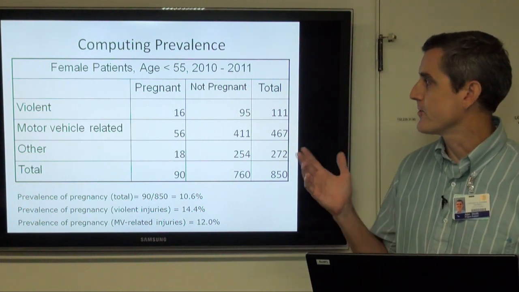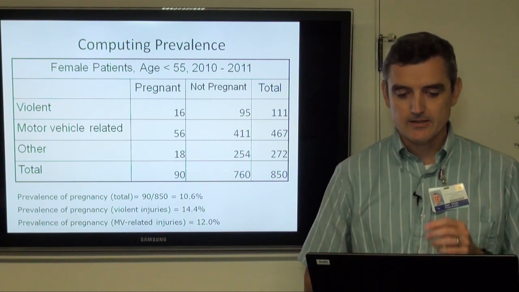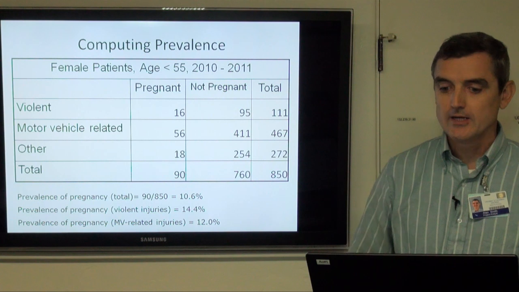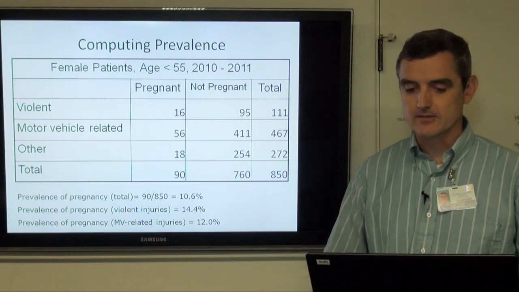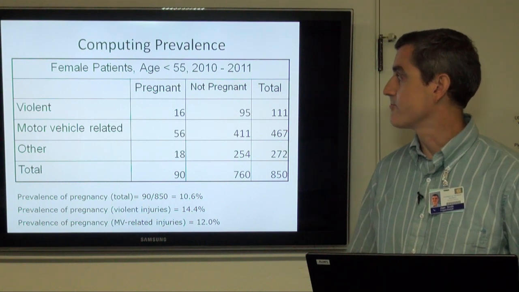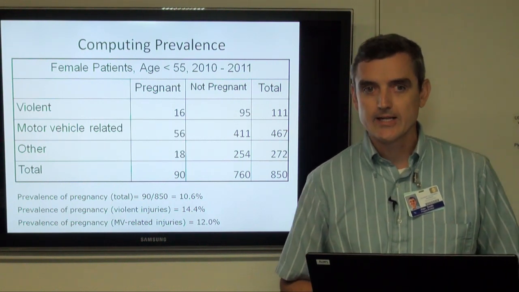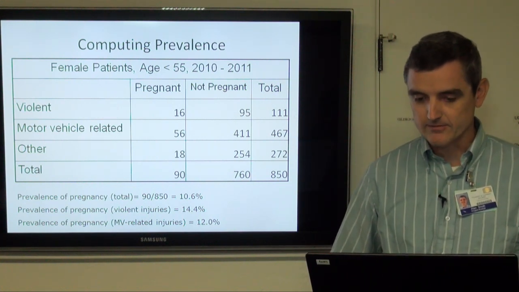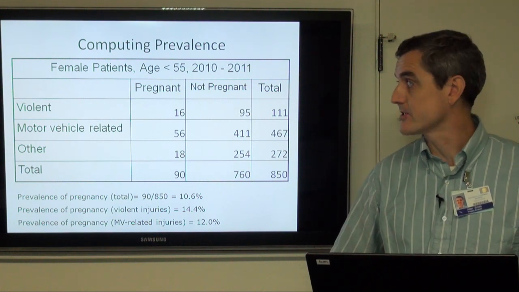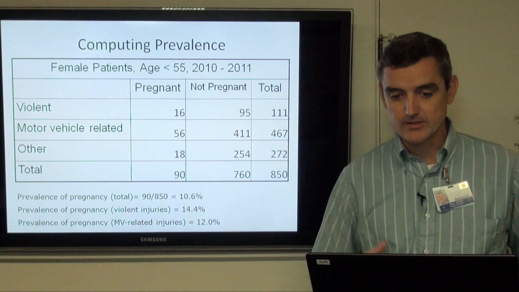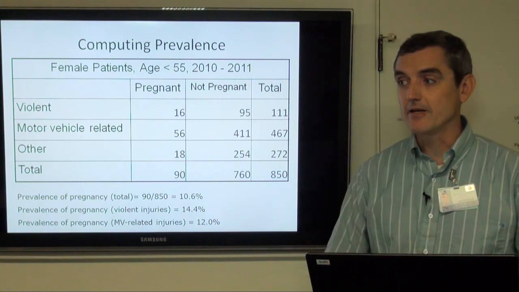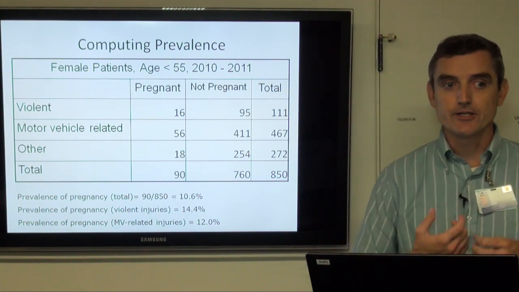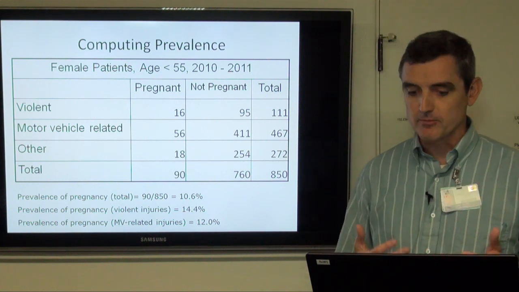And we can look at the different prevalences by the mechanism of injury and see that with violent injuries, over 14% of those women are pregnant, compared to 12% in the motor vehicle related. And of course this varies by age, even within the less than 55s. The younger women, especially with violent injuries, tend to have higher prevalence of pregnancy. Certainly this is not something that we could appropriately measure using incidence, because that relies on new cases, and if they're getting pregnant in the hospital, that's probably a complication of some sort.